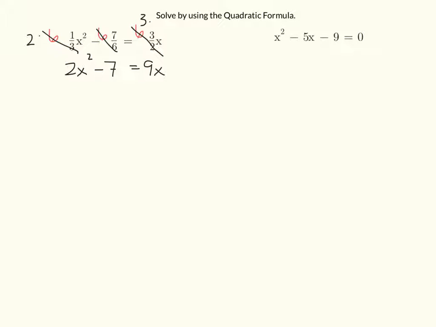And in order to use the quadratic formula, we have to have it set equal to 0. So we need everything on, in this case, the left-hand side of the equal sign. So I'm going to subtract that 9x over. And then we can easily identify our a, b, and c.